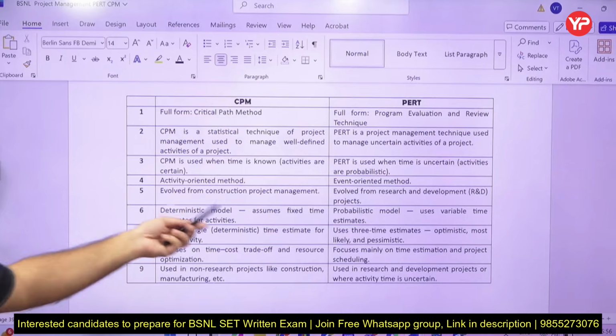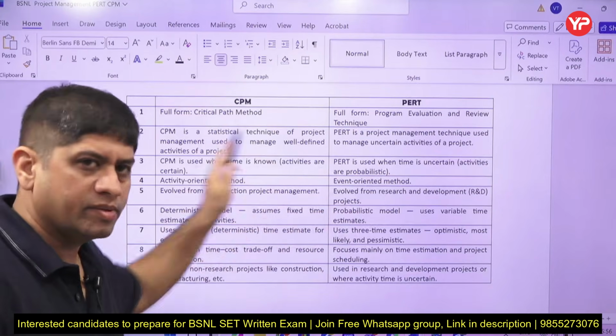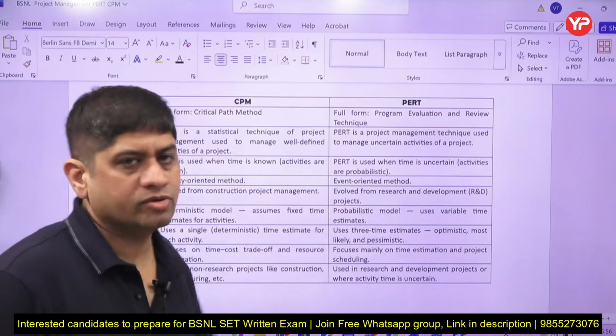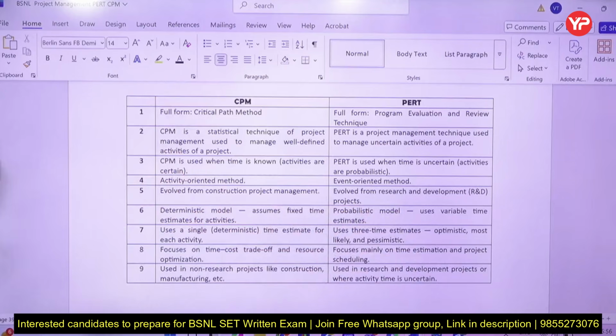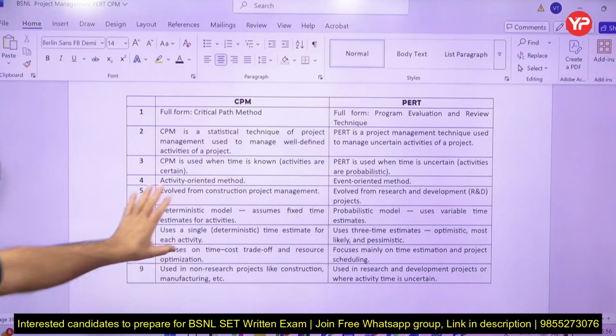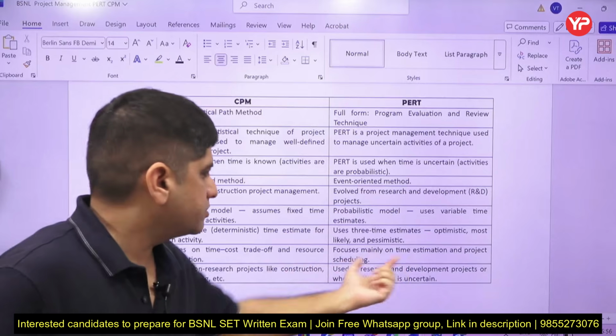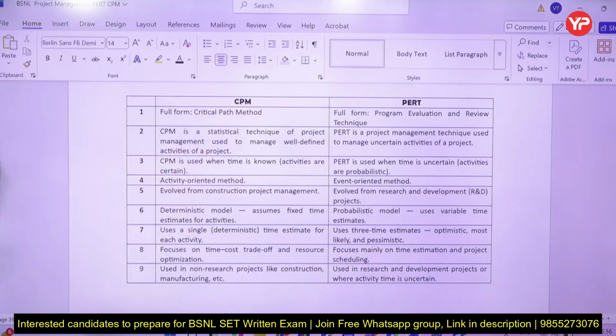So this is construction project से निकल के आया है, ये हमें पता होता था construction project में every time estimate is known. This is from R&D projects, right? Single time estimate होता है, 3 time estimates होते हैं. टाइम कॉस्ट ट्रेड ऑफ के ऊपर डील करता है, टाइम एस्टिमेट और प्रोजेक्ट शेड्यूलिंग पे डील करता है.